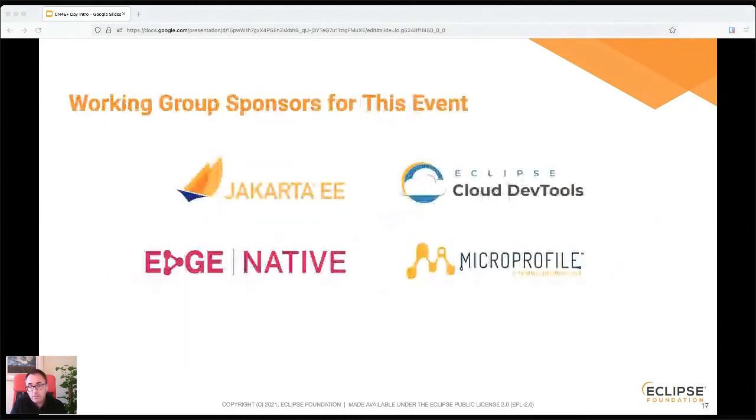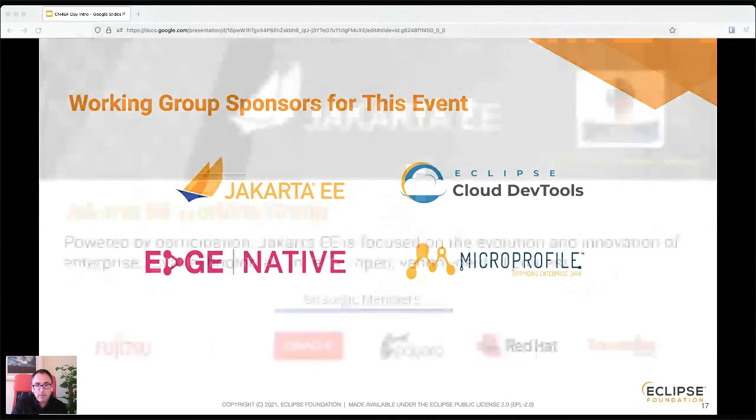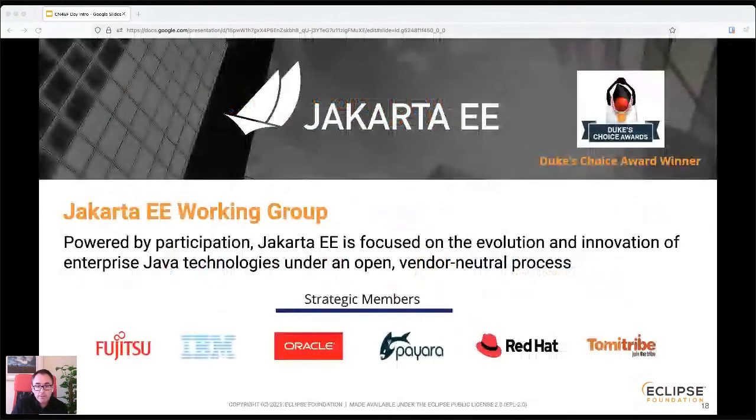And for today, for Cloud Native, for Eclipse Foundation Day, these working groups are sponsoring the events. And you'll be hearing from community members and organizations from these working groups today: Jakarta EE, Eclipse Cloud DevTools, Edge Native, and MicroProfile. I just wanted to say a few words about each of them and what they are.